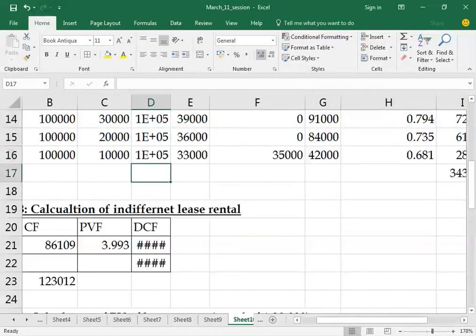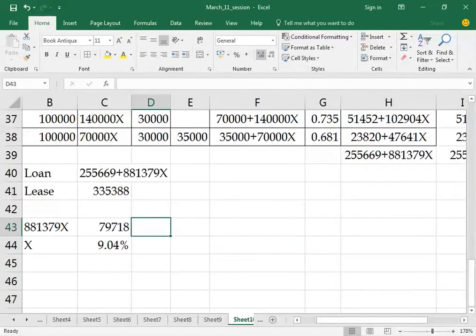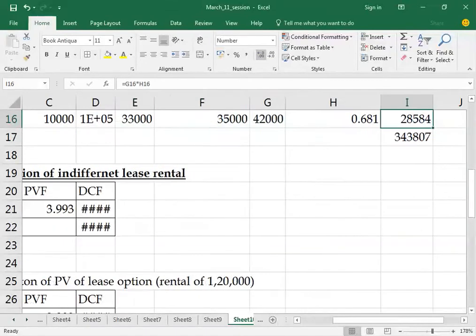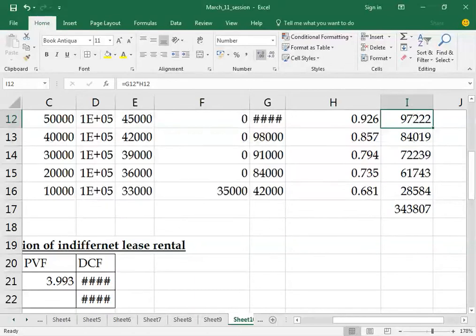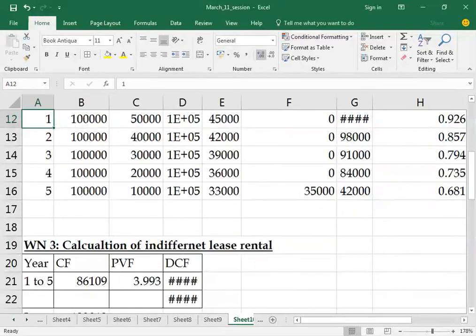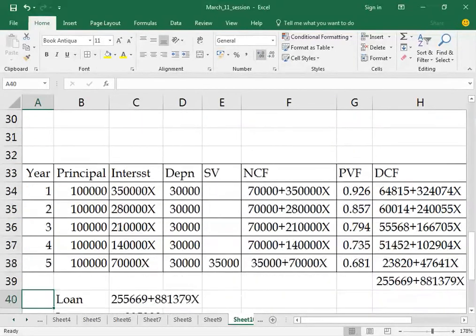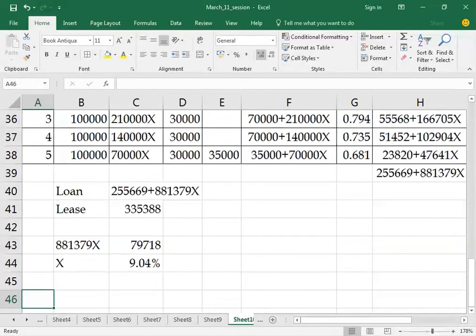In place of x, if you put 10%, you will get the original amount. Original was 343,807, because this was at a 10% interest rate. So if you substitute and you get 343,807, it means you have done the calculation correctly. But you will have to equate this to 335, that number. So the interest rate is 9.04%. So if the fixed interest rate is 9.04%, the lease rental of 1,20,000 and the loan are both equal. Clear? Next they are saying, okay, interest rate can't be changed. Okay, completed the interest rate part.